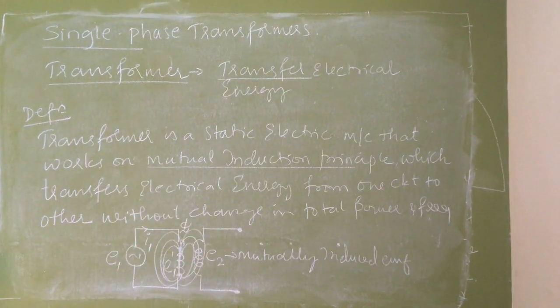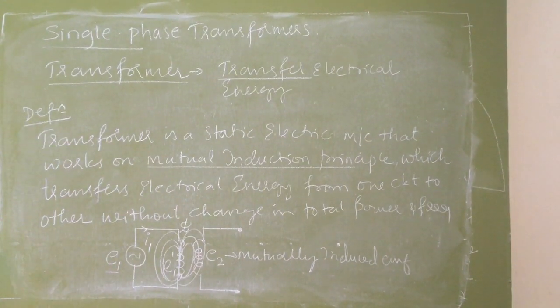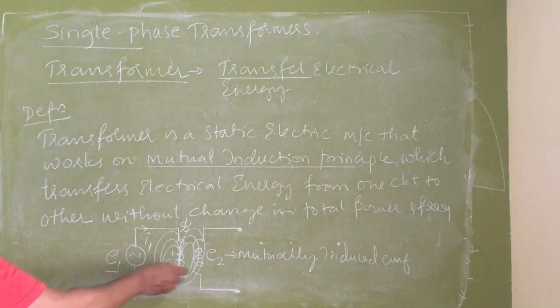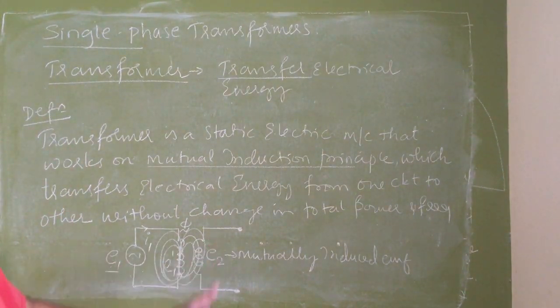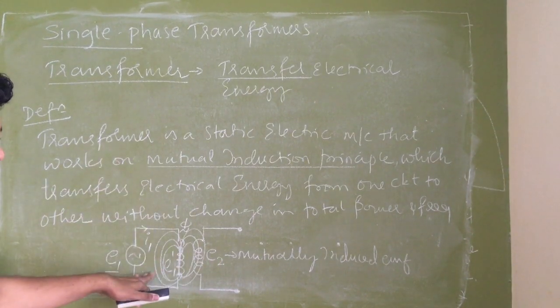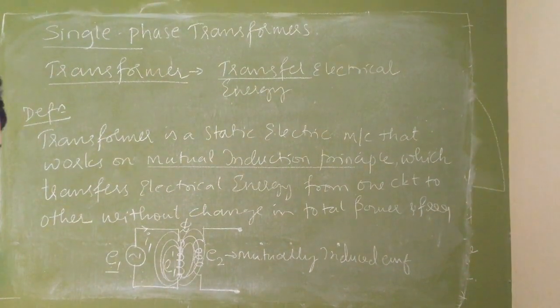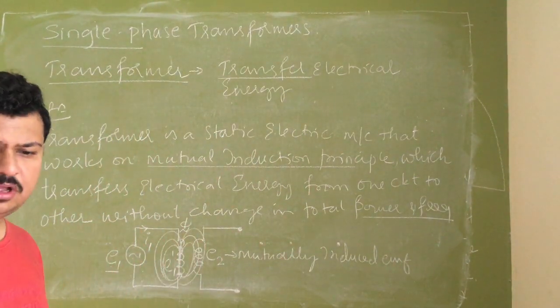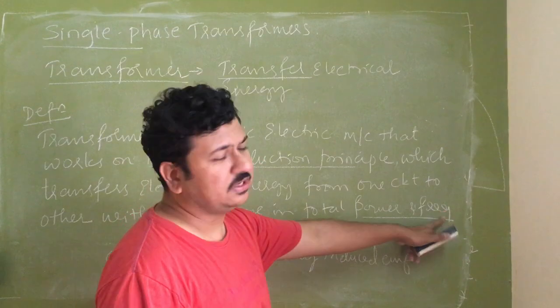A transformer will transfer the power or energy from the first circuit, to which the supply is connected, to the second circuit, where the load is connected. So from first circuit to second circuit, the transformer is transferring the power, without changing power and frequency. If this had changed total power and frequency, then the transformer would have had no significance in our power network or power system. The biggest advantage of a transformer is that it will not change the frequency.